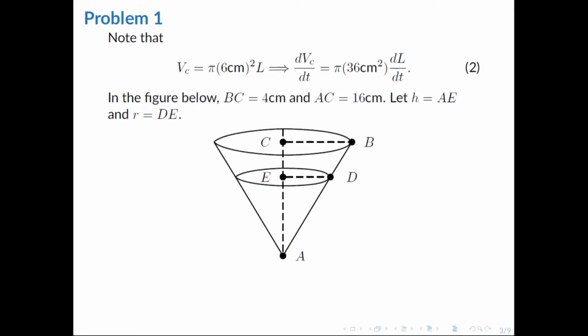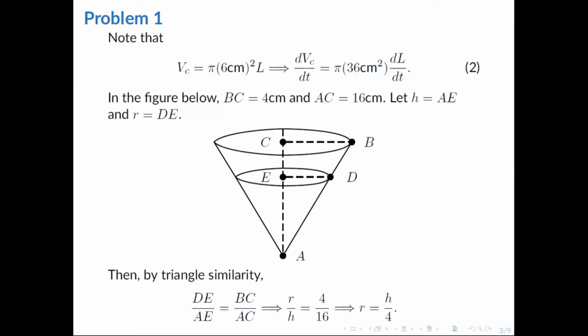Let us check the figure below to see what happened in the cylinder and the cone. In the figure below, we have BC to be 4 centimeters and AC to be 16 centimeters. We let H be equal to AE and R to be equal to DE, since that is the cone part that we dip into the chocolate. So here is the original and here is the displaced.